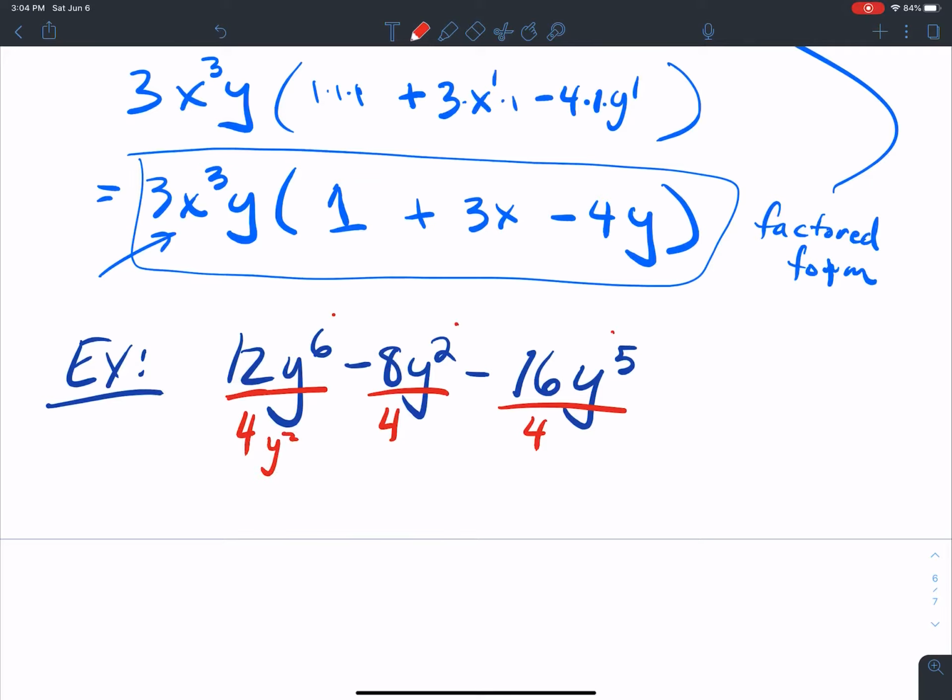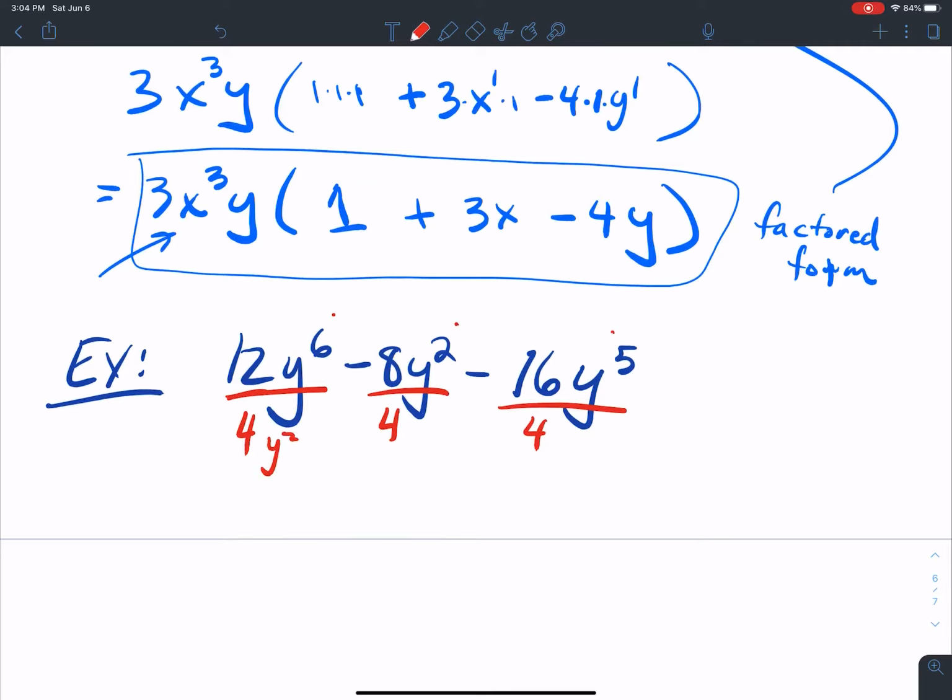Okay, the next one, I have negative 8 divided by 4 gets me negative 2. And then 2 y's up top, 2 y's down low. Those cancel each other out. So that's just 1. And then I have a negative 16 and a positive 4 divided. That's negative 4. And then there's 5 y's up top and 2 y's down low. That's top wins by 3.